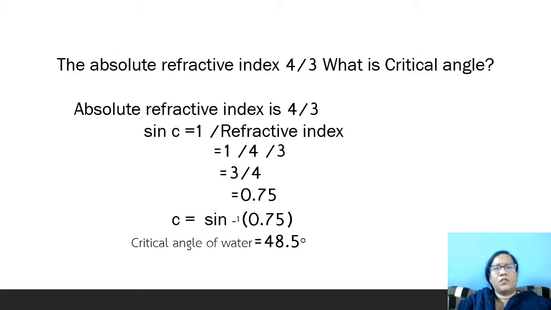So the absolute refractive index of water is 4 by 3. What is the critical angle? So we find the critical angle. Absolute refractive index is 4 by 3. So the formula is sin C is equal to 1 by refractive index, which is equal to 1 by 4 by 3. So 3 by 4, 0.75. C is equal to sin inverse 0.75. Critical angle of water is equal to 48.5 degrees. This is the critical angle of water.